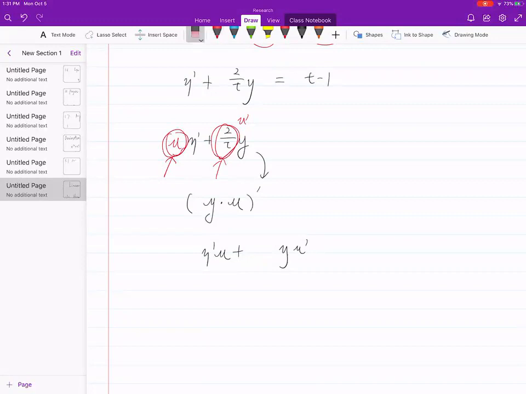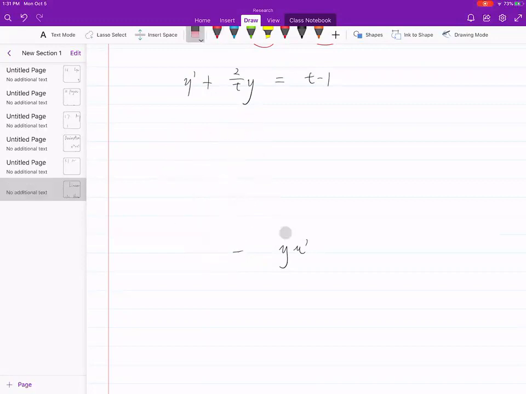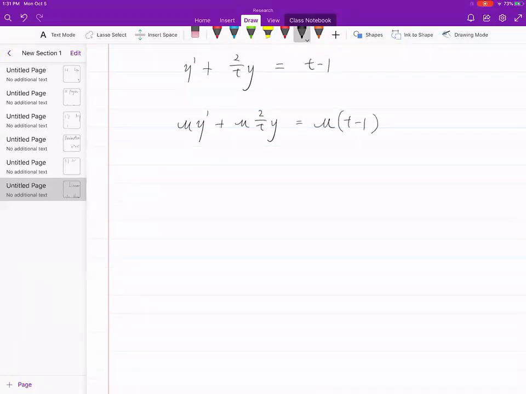Okay, so this is what we're going to do. I'm going to times this one by something. I don't know what that thing is. I just timed it by mu. Plus this. And of course, I times up this mu on t minus 1. This is still true. I don't know what mu is.